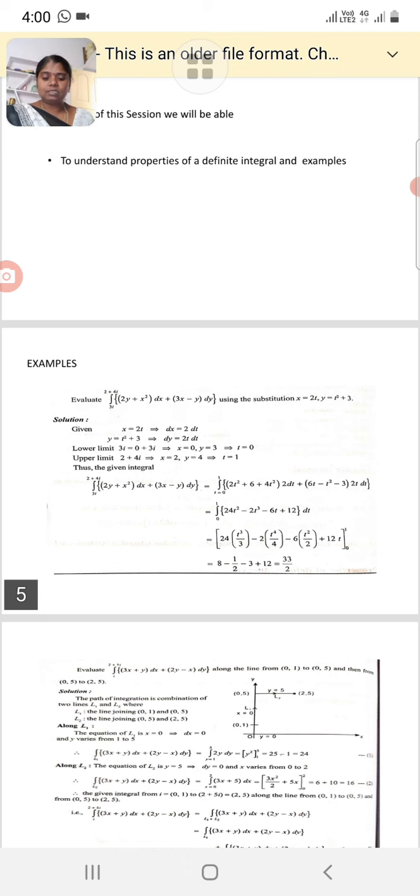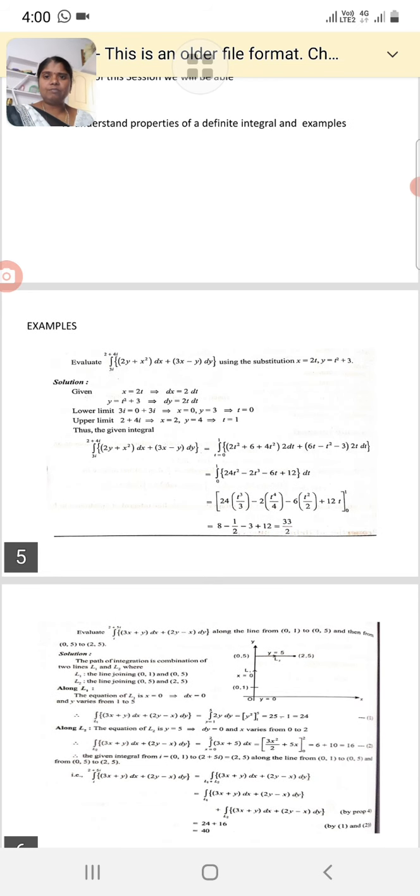First, take the given value x = 2t, that is dx = 2 dt, and y = t³ + 3 means dy = 3t² dt. The lower limit 3i can be written in complex form as 0 plus 3i, where x = 0 and y = 3. That implies t = 0. For the upper limit 2 plus 4i, x = 2 and y = 4. That implies t = 1.